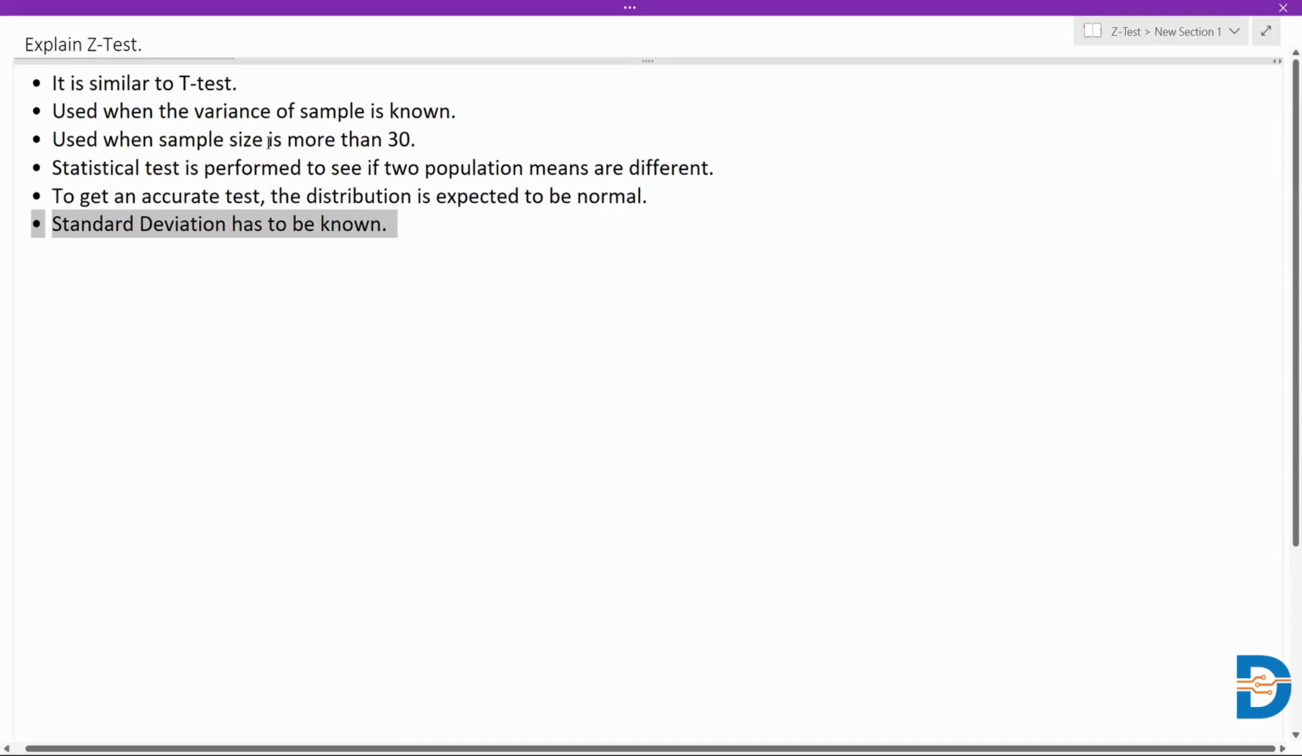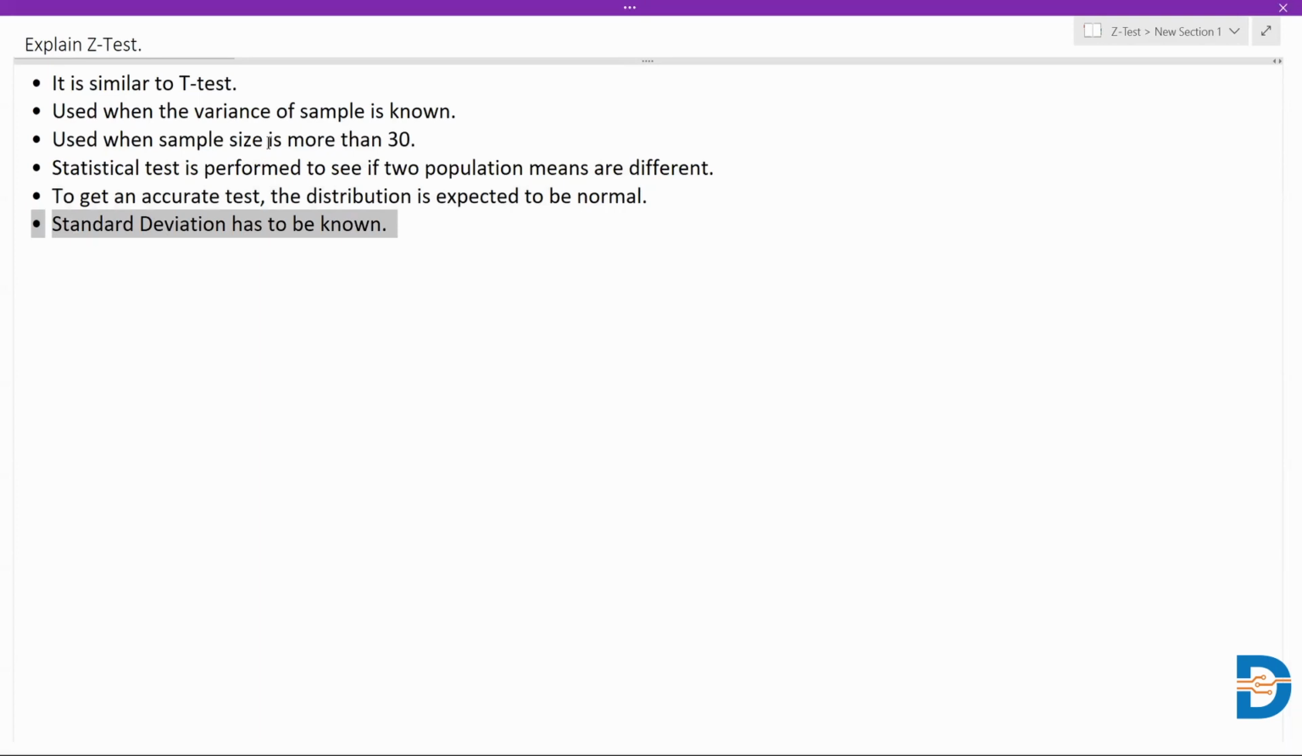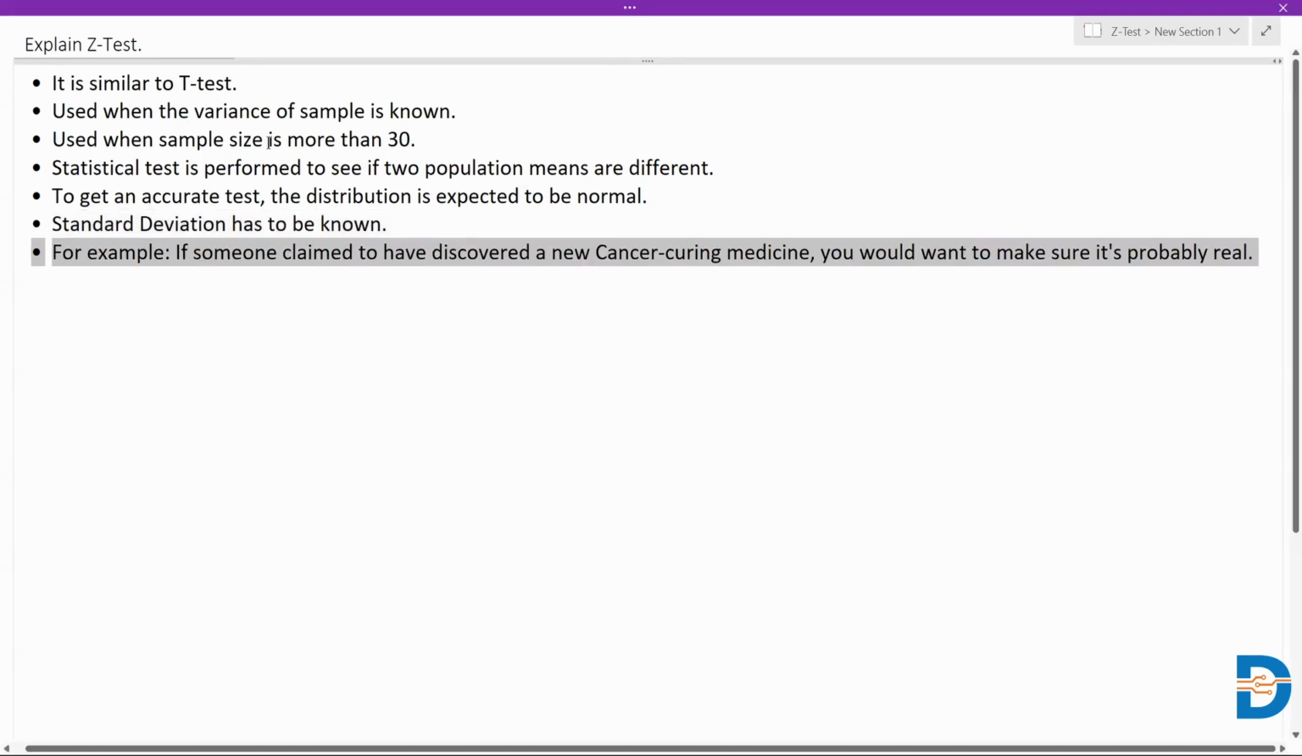And obviously, when compared to T-test, the Z-test requires the standard deviation. So the standard deviation of the sample distribution must be known in order to actually perform the Z-test.